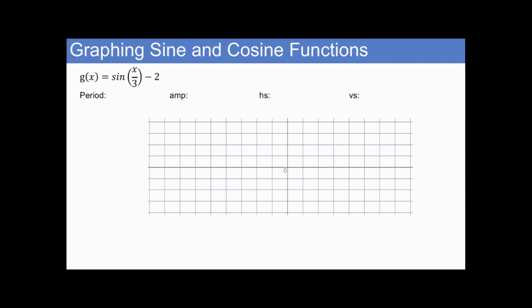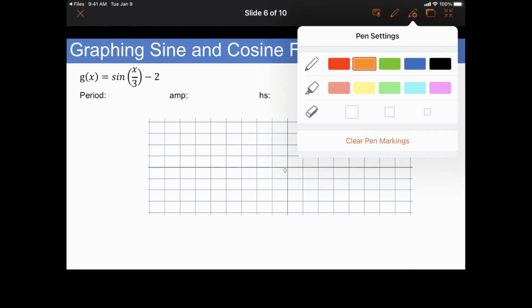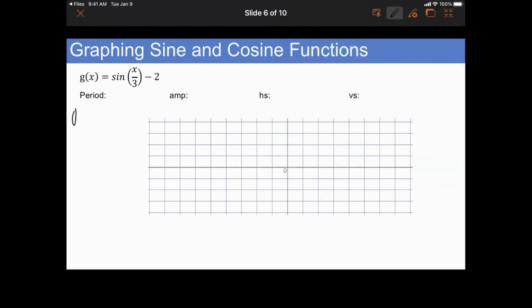All right, our next equation is a sine graph, or sine function. All right, our b is 1/3. So our period is 2 pi over 1/3. And multiply by 3, that's 6 pi. Okay, 6 pi. It's 1, 0, -2.